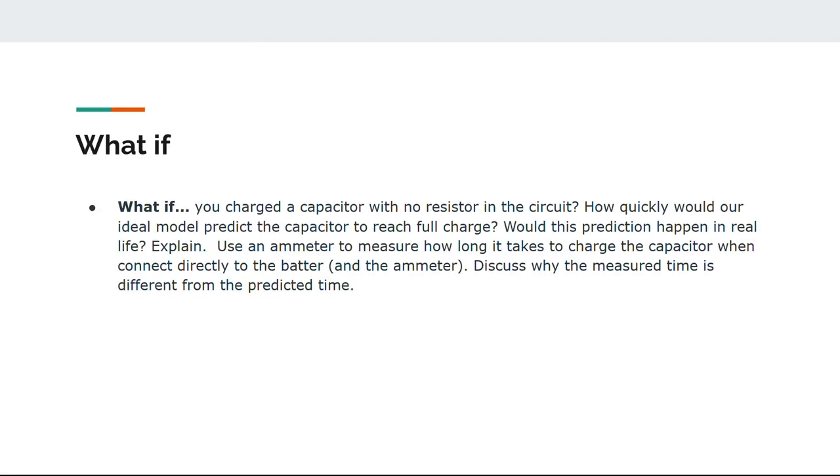What if you charged a capacitor with no resistor in the circuit? How quickly would our ideal model predict the capacitor to reach full charge? Will this prediction happen in real life? It would charge up really fast. This would never happen in real life, though.